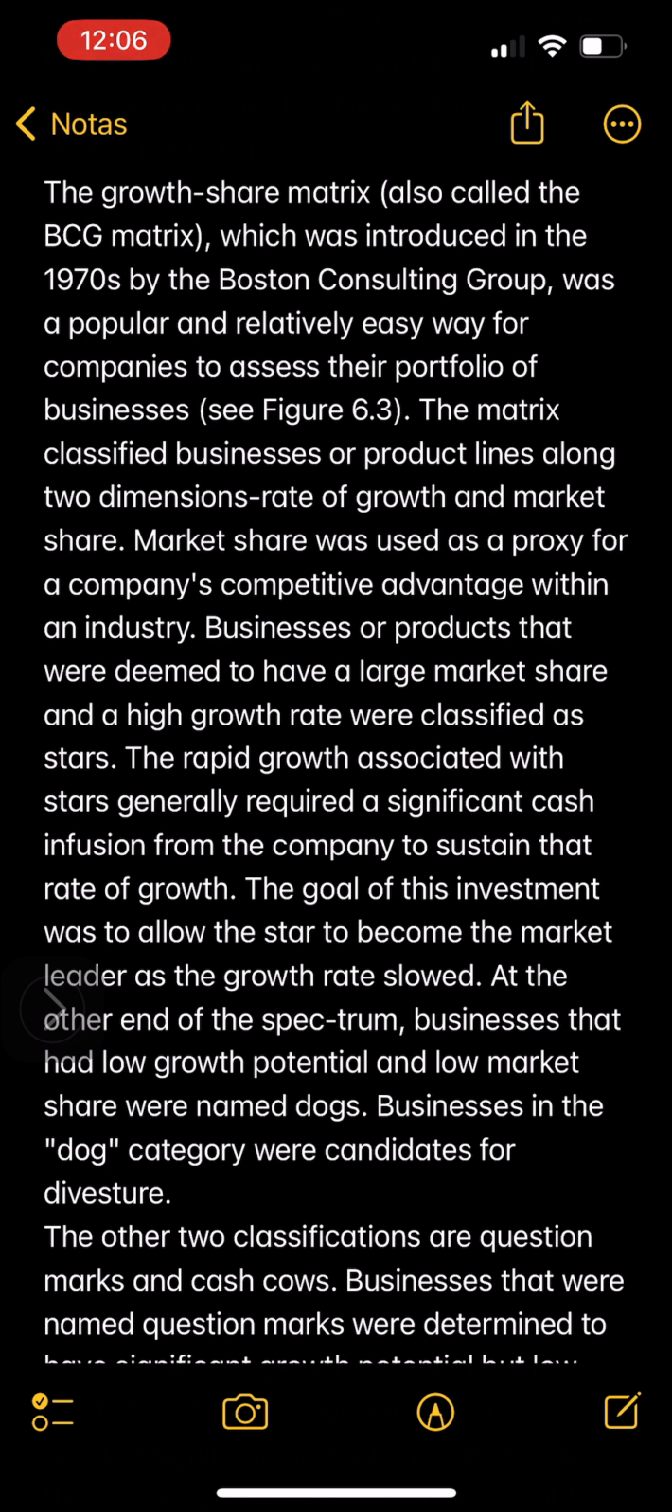The rapid growth associated with stars generally required a significant cash infusion from the company to sustain that rate of growth. The goal of this investment was to allow the star to become the market leader as the growth rate slowed. At the other end of the spectrum, businesses that had low growth potential and low market share were named dogs. Businesses in the dog category were candidates for divestiture.